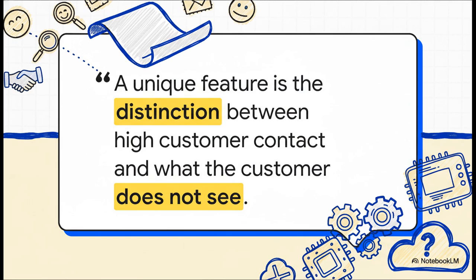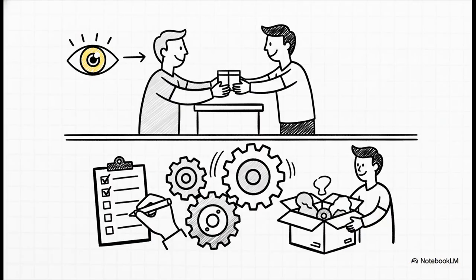And the source material really hits the nail on the head here. The whole point, the unique feature of the blueprint, is separating what's visible to the customer from what isn't. This simple line has a really important name. It's called the line of visibility. Everything above it is what we call the front office, or onstage. Everything below it is the back office, or backstage.